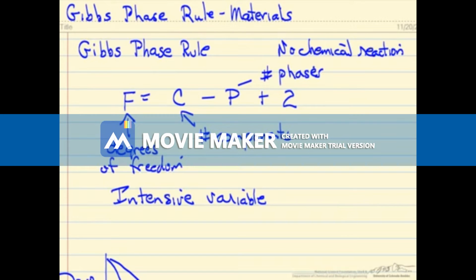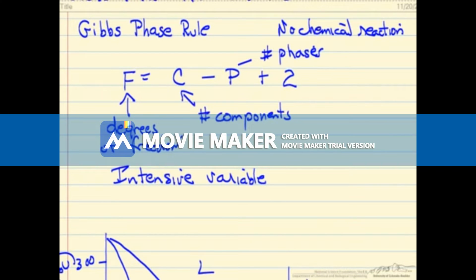And then the degrees of freedom means the number of variables that we can have control over that are independent. For example, temperature, pressure, mole fractions of a phase. These are the type of variables that we're talking about. It's the number that we can specify before the system is completely defined. So if we determine that the degrees of freedom is 2, that means we can specify 2 things, for example, temperature and pressure, and then the system is completely defined.